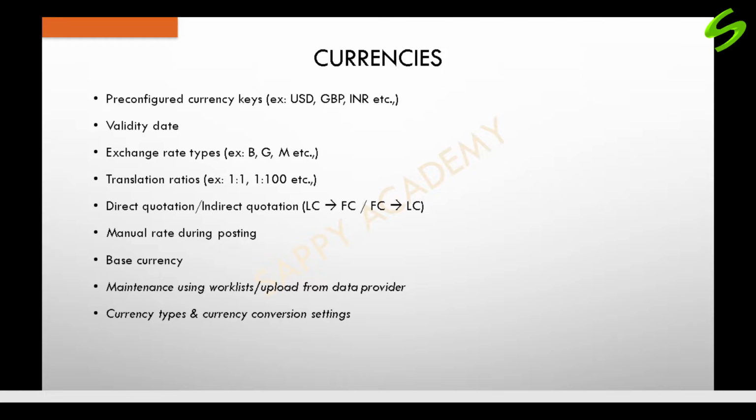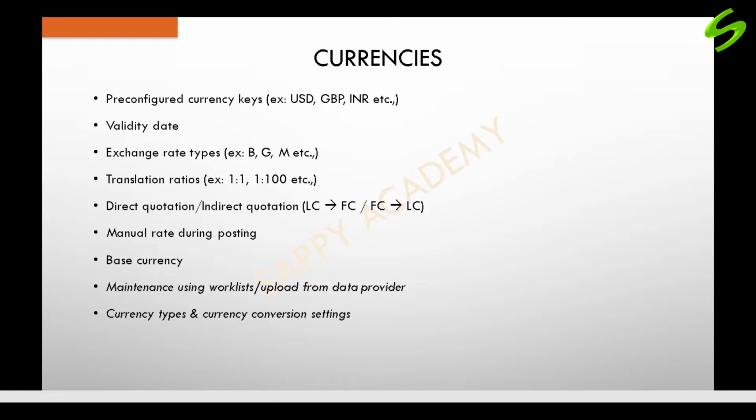Using exchange rate types, we can enter a different exchange rate ratio as per the business scenario. For example, B, which is bank selling rate, G, which is bank buying rate, M, which is average rate, and so on. The translation ratio determines how many units of one currency is equal to how many units of another currency.